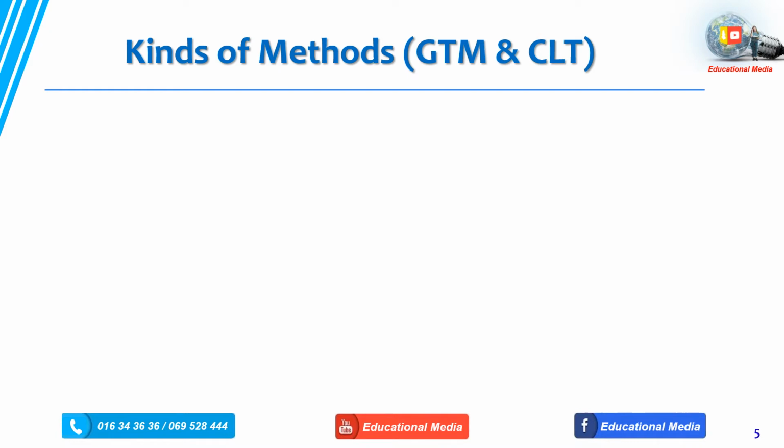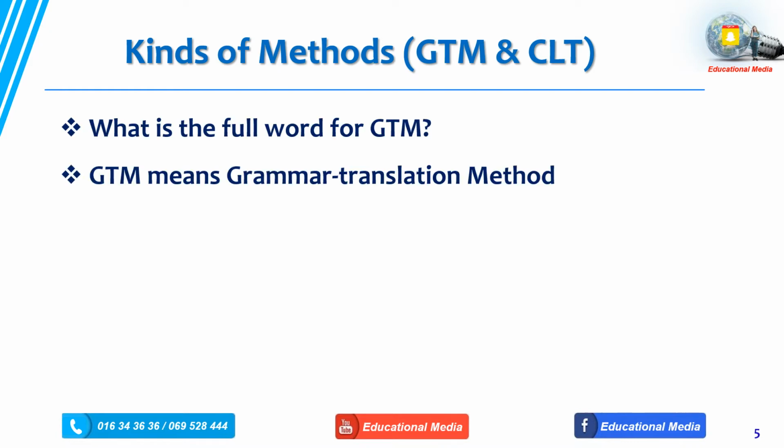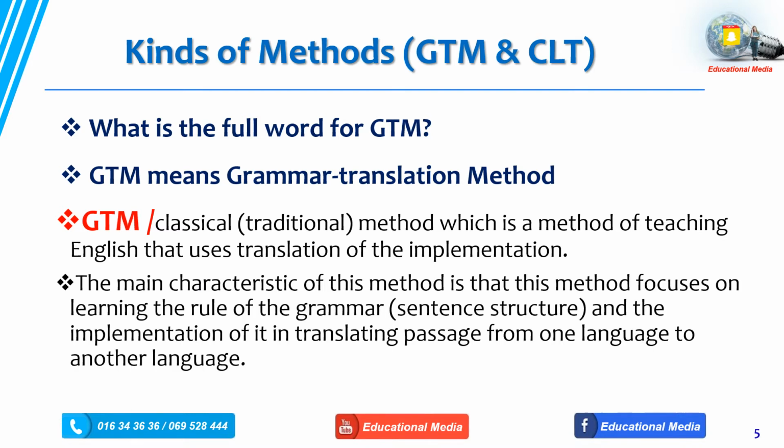Kinds of method. What is the full word for GTM? GTM means Grammar Translation Method. GTM, a classical or traditional method, is a method of teaching English that uses translation in its implementation. The main characteristic of this method is that it focuses on learning the rules of grammar or sentence structure and the implementation of it in translating passages from one language to another language.